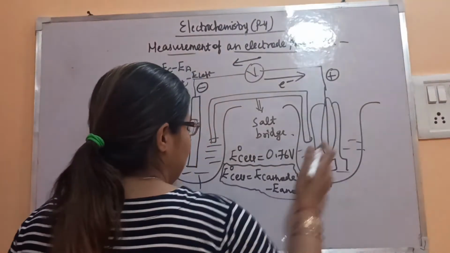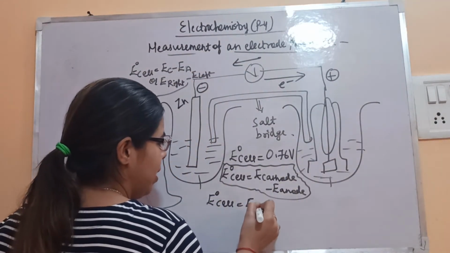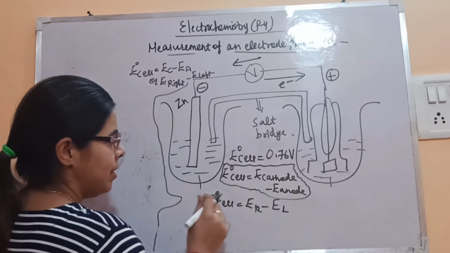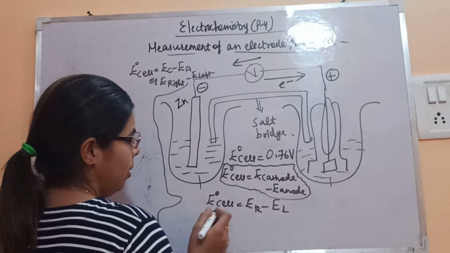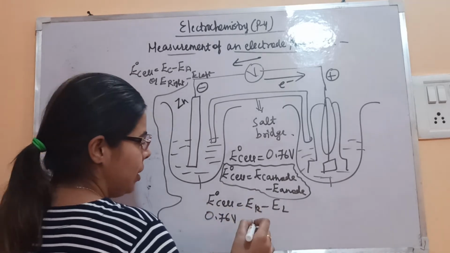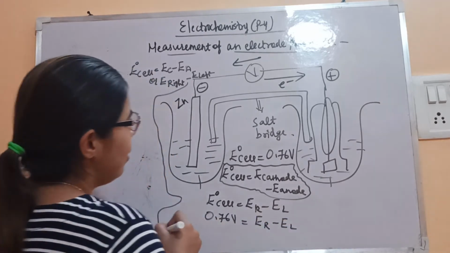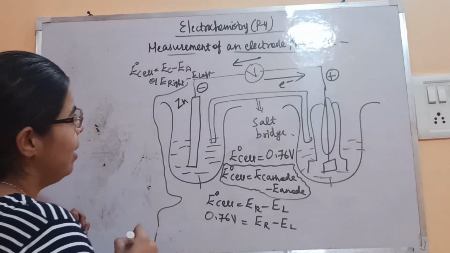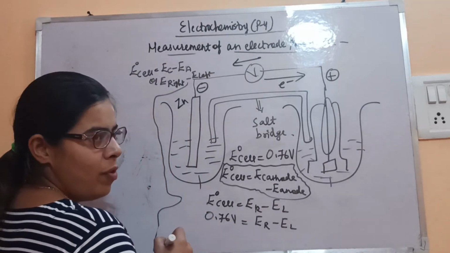Fine. So E naught cell is equal to E right minus E left. This is the electrode potential between the two electrodes, E naught cell. So this is 0.76 volt, and the unit is volt. So E right minus E left. Now on the left hand side we have zinc and on the right hand side we have hydrogen. So that we know for hydrogen.